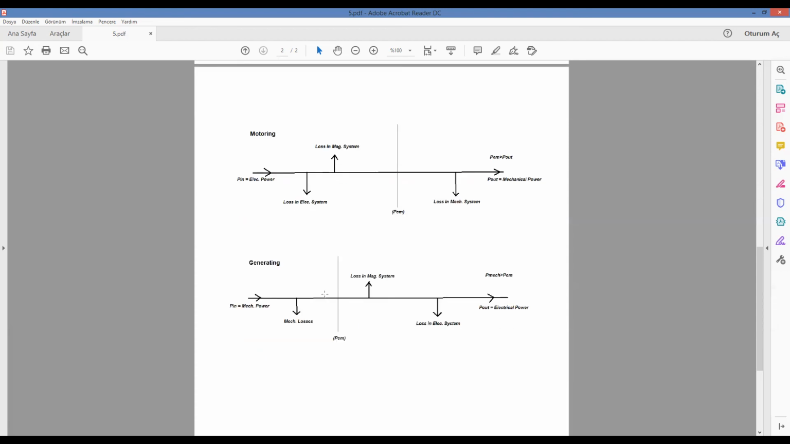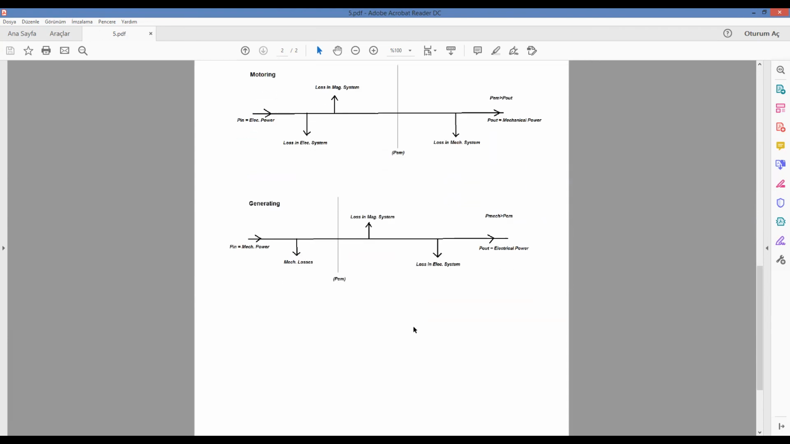In the generating mode, our input is mechanical power. Because of bearing friction and windage losses, we have some mechanical losses, as you can see. And the generated electromagnetic power is converted to output electrical power after electrical and magnetic losses.